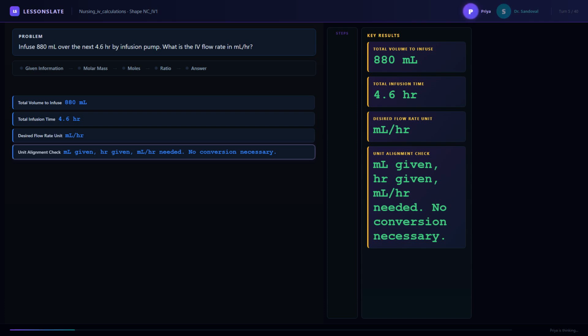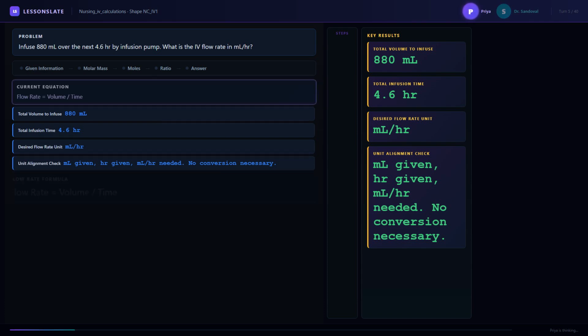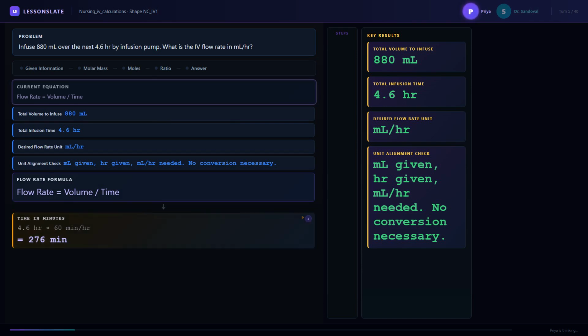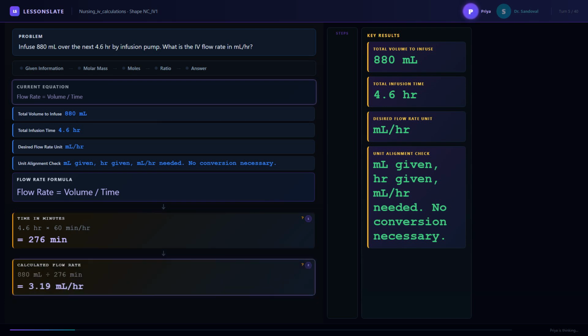Okay, that's good to know the units are aligned already. So I just need to divide. I remember that flow rate is usually in ml per minute sometimes too, so should I convert the 4.6 hours into minutes first before dividing? That would be 4.6 times 60, which is 276 minutes. So 880 milliliters divided by 276 minutes would give me about 3.19 milliliters per hour, wouldn't it?